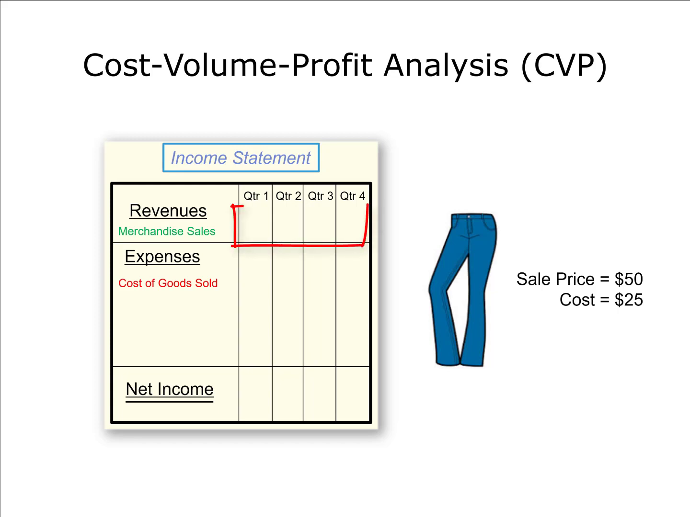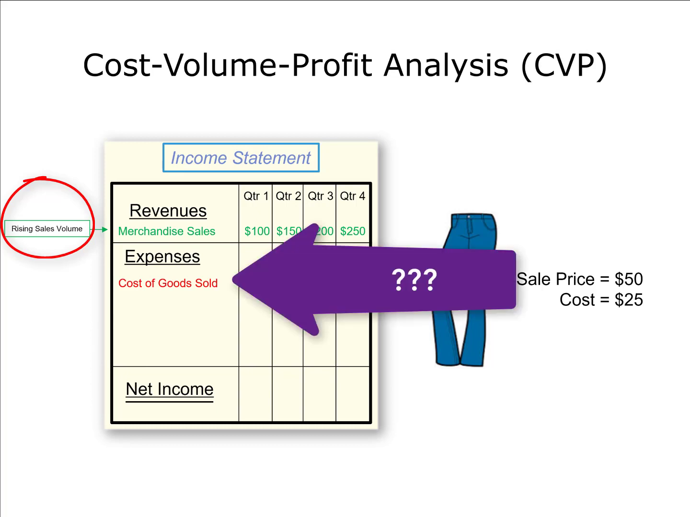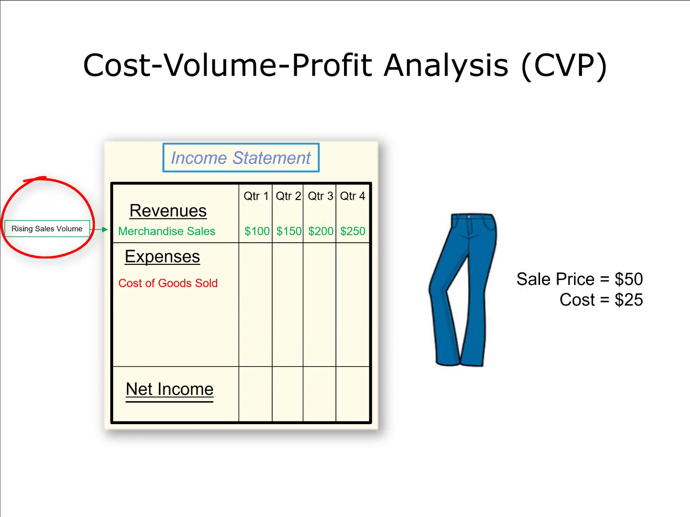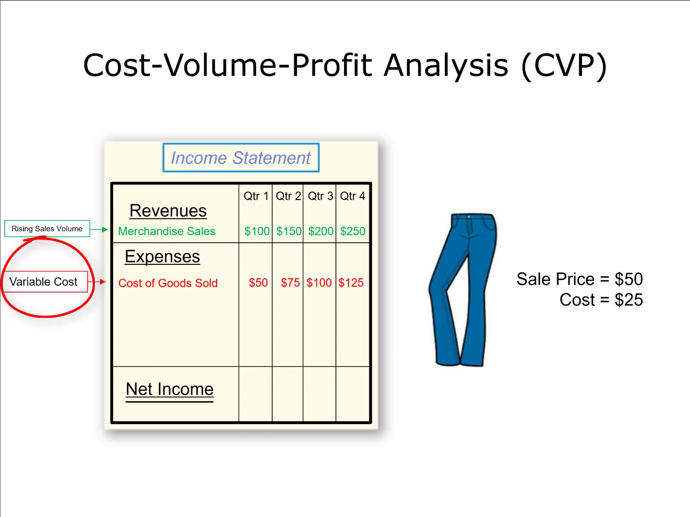And let's say this small company's sales rose each quarter. So Lisa's business has rising sales volume. As Lisa made more sales of jeans, what would happen to her cost of goods sold? It would also rise. That's because as she sells more jeans, she has to buy more jeans to meet the demand, so cost of goods increases. Because the cost of goods sold increases as sales volume increases, cost of goods sold is a variable cost because its total varies with sales volume.